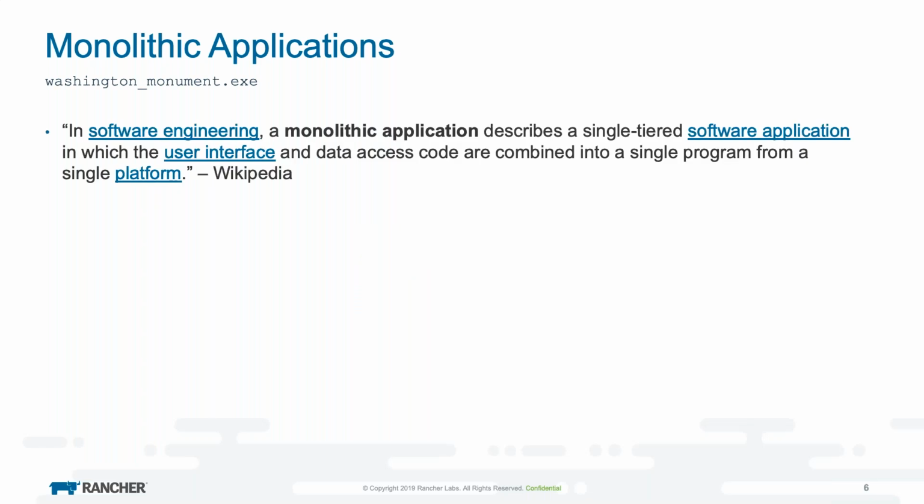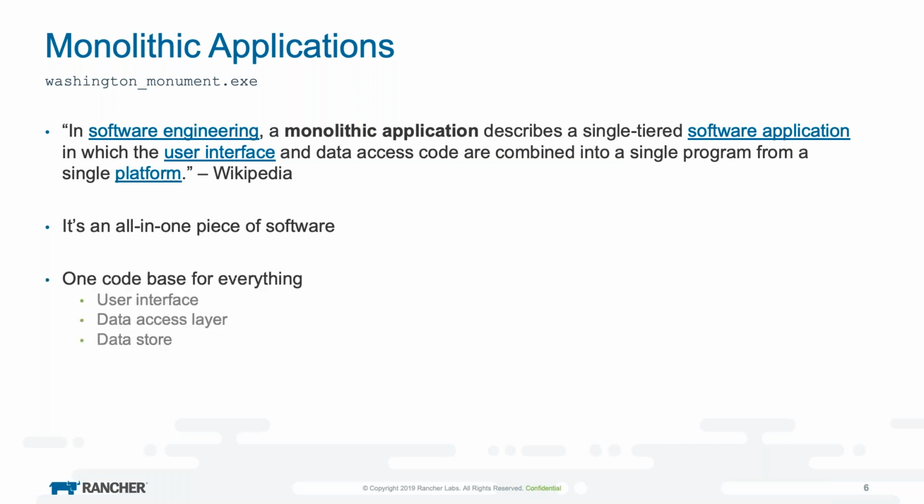In software engineering, though, a monolith is, and this is a quote from Wikipedia, just so you know, I did my absolute best high school research here: a single-tiered software application in which the user interface and data access code are combined into a single program from a single platform. In typical Wikipedia fashion, that is a long explanation with a lot of words. I'm a much simpler person than that, so it's an all-in-one piece of software. A monolithic application is one code base for everything in your app.